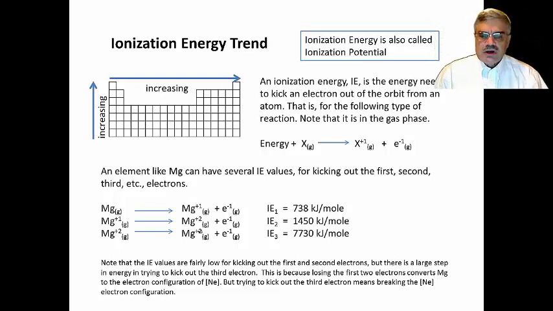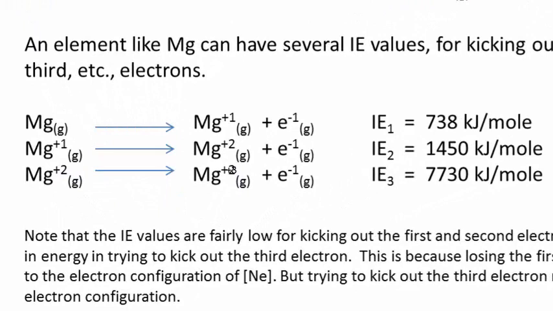Now we can also talk about a first ionization, second ionization, third ionization, etc. energy for certain elements. And the bottom of this slide shows an example of this, magnesium. For magnesium, we can talk about a first ionization energy, i.e. IE subscript 1, as the energy required to knock out or remove the first electron from magnesium to form magnesium plus 1 cation. And as you see, it takes about 738 kilojoules.